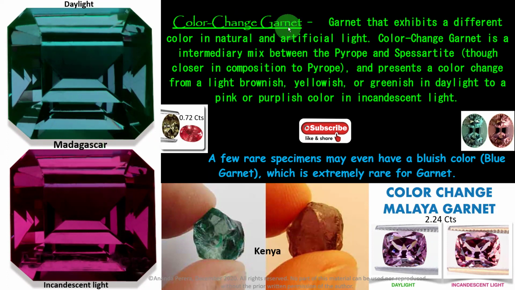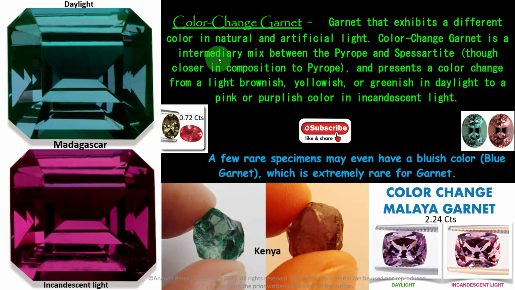Color change garnet, look at this, the change of the color. Look at this color change. Bluish green to orangish red, a little bit purple. Look at this, it is another one. Now we are discussing the color change garnets. Garnet that exhibits a different color in natural and artificial light is called color change garnet.